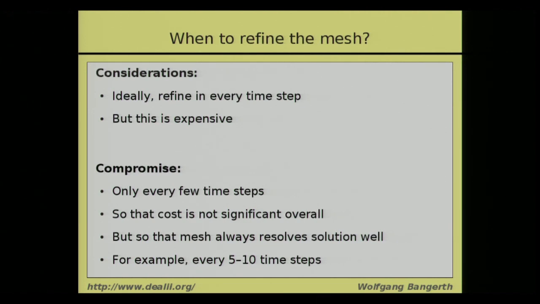But what you can do as a compromise is that you would do it every few time steps. So let's say every 5 to 10 time steps. That means that you amortize the cost. The cost of mesh refinement in that case will not be a significant fraction of the overall runtime anymore. And if you do it often enough, then that means that you still resolve the solution reasonably well on the current mesh. So often enough, but not too often.